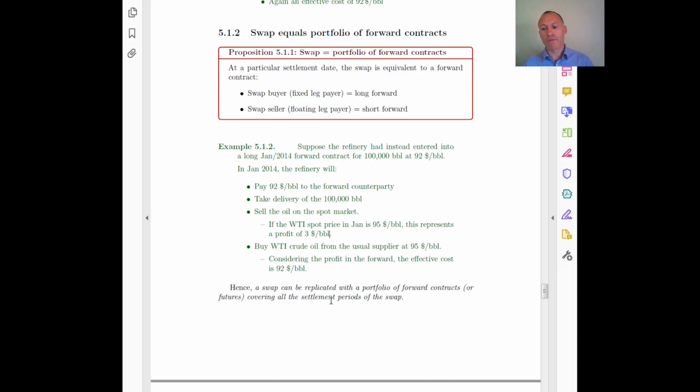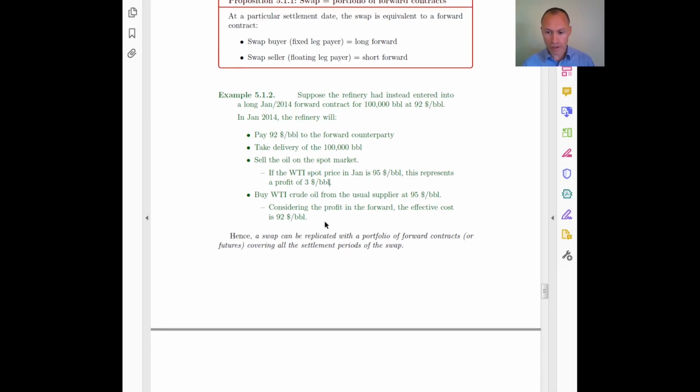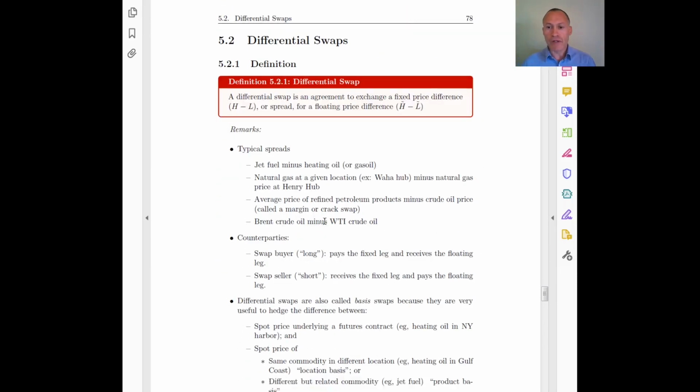Okay, so the main point here is that a swap can be replicated with a portfolio of forward contracts covering all the settlement periods of the swap, like we just saw. All right. So now an interesting application here in the energy market is differential swaps. So what is a differential swap?